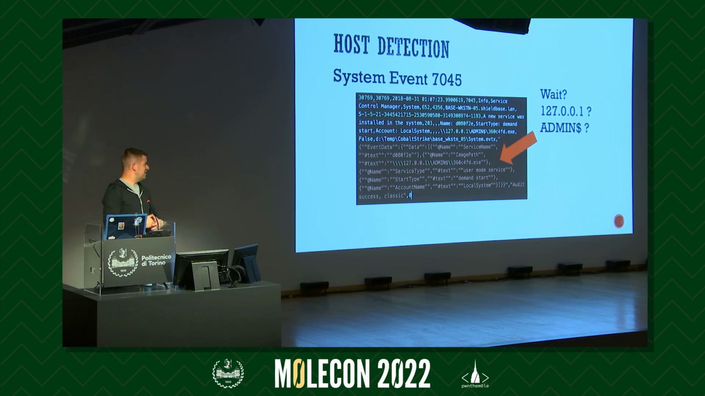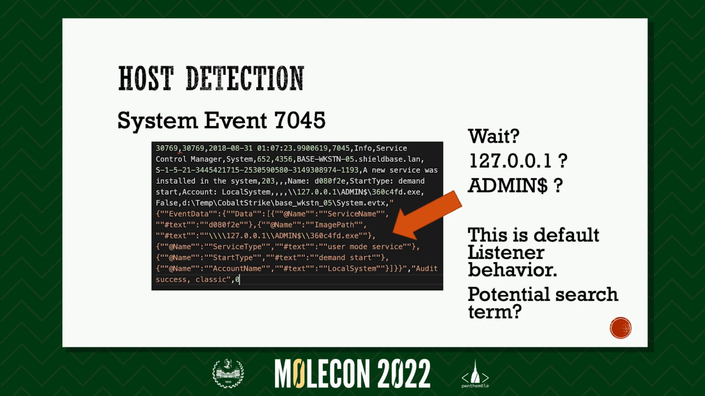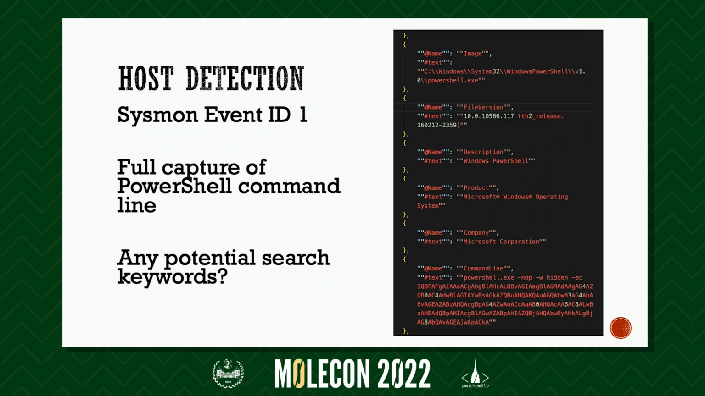Here's an example 7045 service creation event. In this case right here, I'm going to be, again, looking for things like network share access, accessing local hosts. This is default listener behavior. Accessing the admin share on my local host to receive an executable or a DLL, execute that thing, inject it into memory. We already know what that particular process looks like.